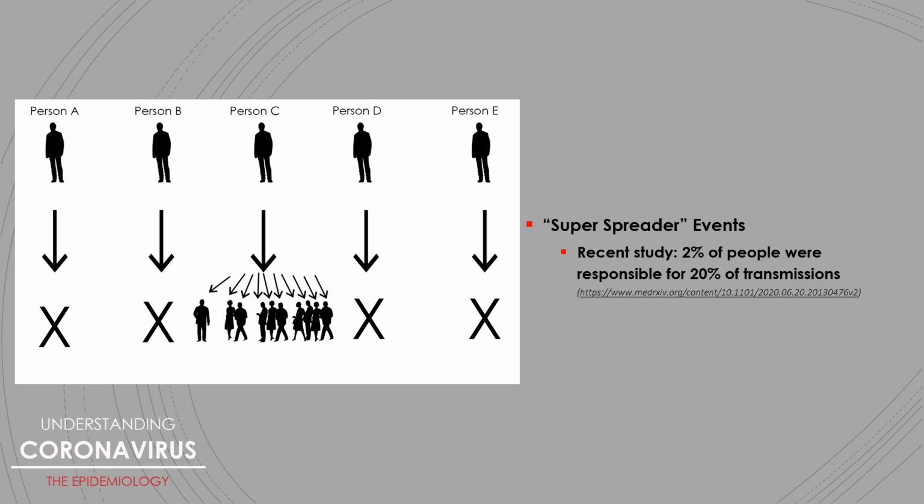A recent study showed that 2% of people were responsible for 20% of transmissions, and this actually has a really big impact on what we call the rate of transmission, or R0. With R0, we want the value to be at 1.0 or lower, which means that if one person has the virus, they'll spread it to one other person, or ideally none.